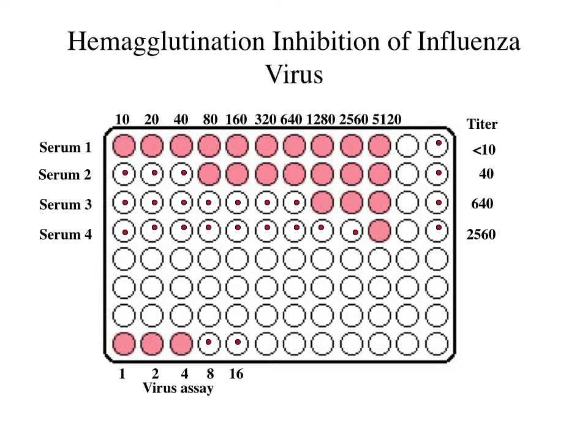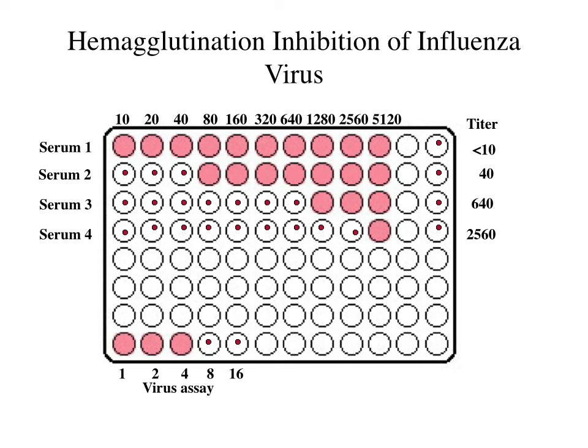But here, which serum sample has the highest concentration of antibodies? Of course, it's going to be serum sample 4 because you had to dilute it out further than any of the other samples to get to your endpoint. And again, this is very sensitive, cheap, and rapid. It's very useful as a screening test.